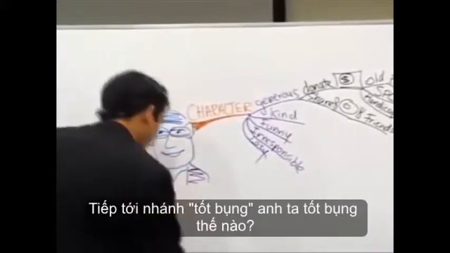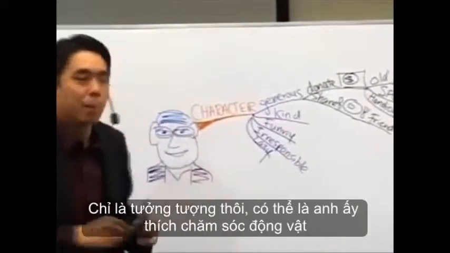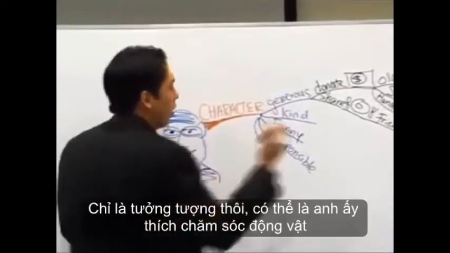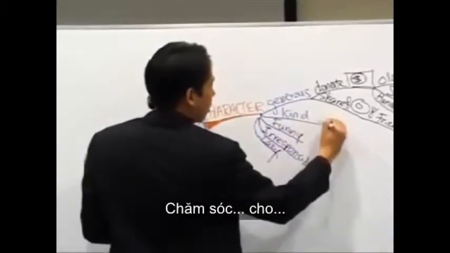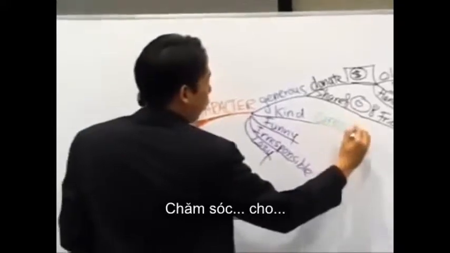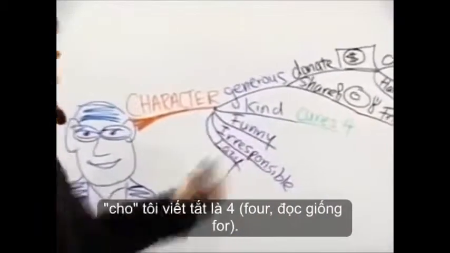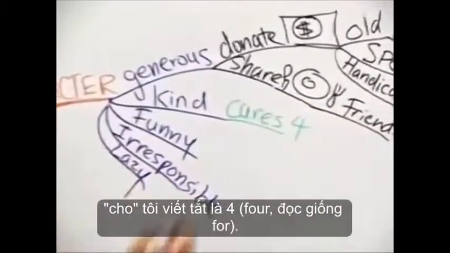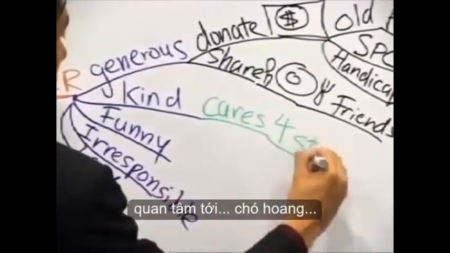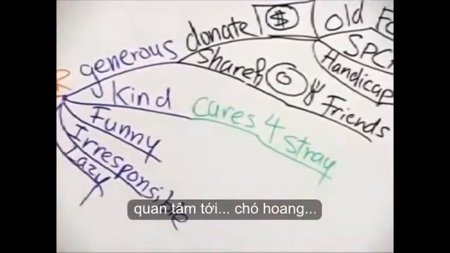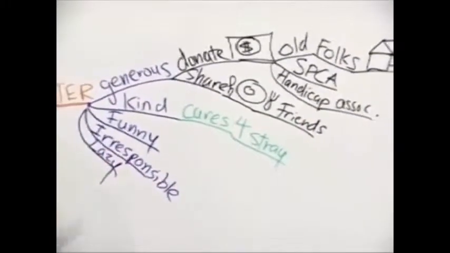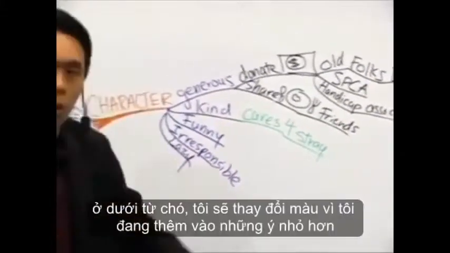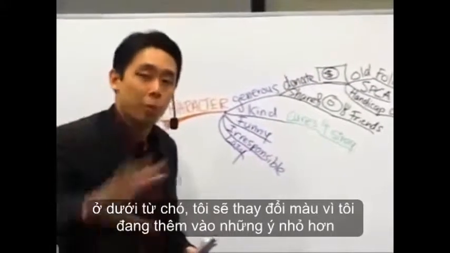Okay, under kind. Why is he kind? Again, I'm just making stuff up. Maybe he's very kind because he tends to take care of stray animals, right? So, cares for. Now, use the word for to represent cares for. Again, it's a symbol. Cares for stray dogs, okay? So, under dogs, I could change color because I'm branching to a more detailed point. Sometimes by branching to a more detailed point, you may want to change color.